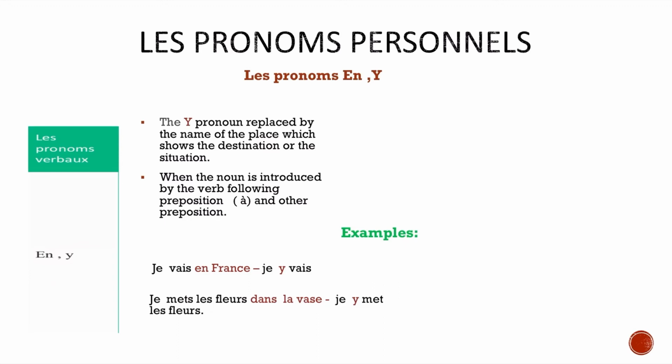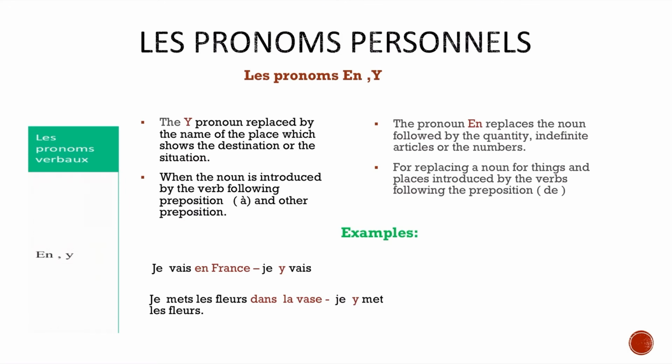Okay, now let's move to the last pronoun we have today, the pronoun en. We use it to replace the noun followed by a quantity, indefinite articles, or numbers. We use it also for replacing a noun for things and places introduced by verbs followed by the preposition de. In this example, we have il mange de la soupe. As you see, la soupe is a direct object, but before it we have the article partitif de la. That's why we change la soupe to en, and we put the en before the verb.